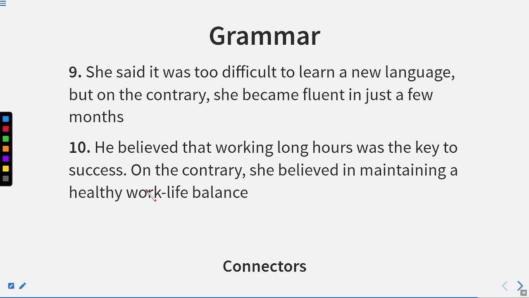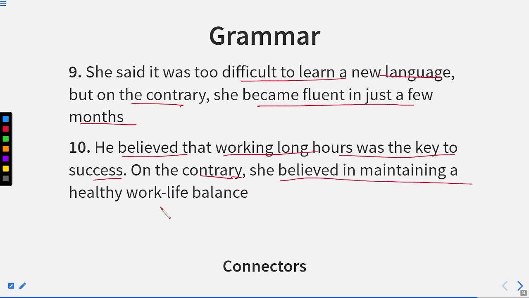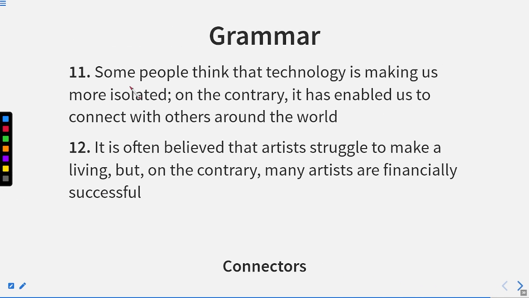She said it was too difficult to learn a new language, but on the contrary, she became fluent in just a few months. He believed that working long hours was the key to success. On the contrary, she believed in maintaining a healthy work-life balance. This is how we can use on the contrary. Some people think that technology is making us more isolated. On the contrary, it has enabled us to connect with others around the world.